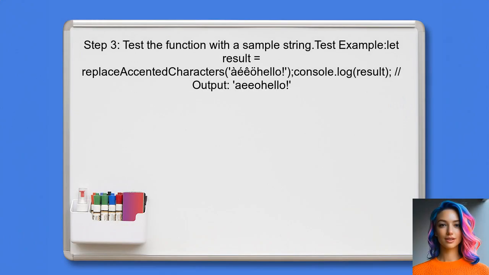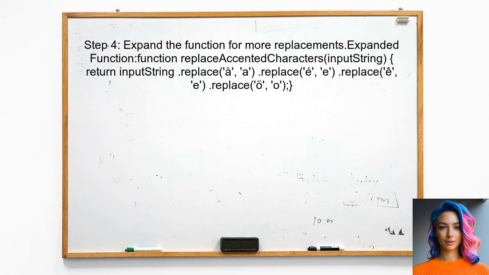After defining the function, the user should test it with a sample string that includes the accented character. This will help ensure that the function works as intended. Finally, the user can expand the function to replace additional accented characters if needed. This can be done by adding more replace statements within the function.